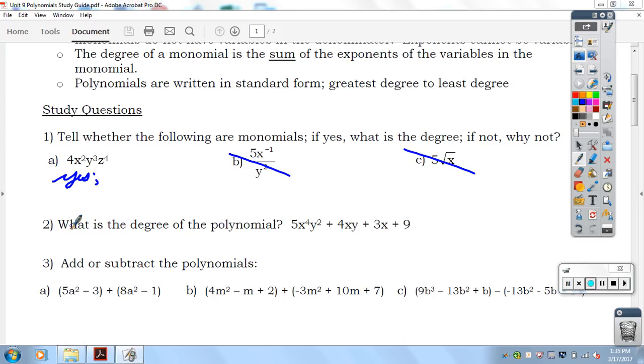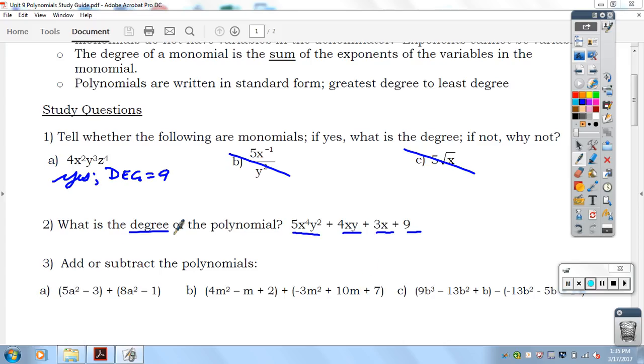Now to find the degree of the monomial, you add up the exponents of the variables. It's 2 plus 3 is 5 plus 4 is 9. So the degree of this monomial equals 9. Notice that it's a monomial, mono meaning 1, because it's one term. This is a polynomial. Now there's 4 terms in this polynomial: 1, 2, 3, 4.